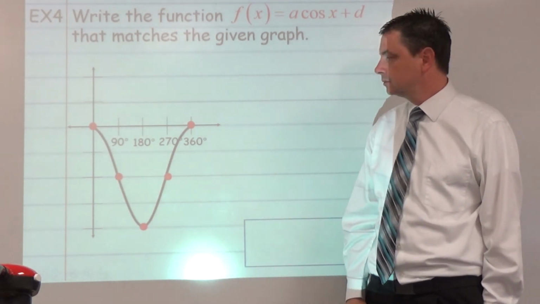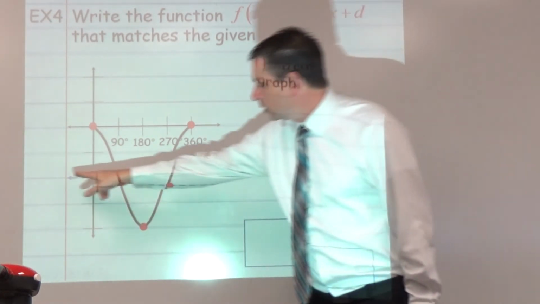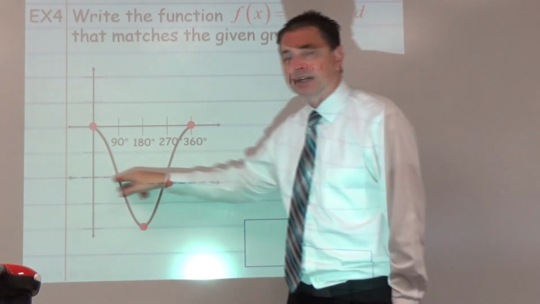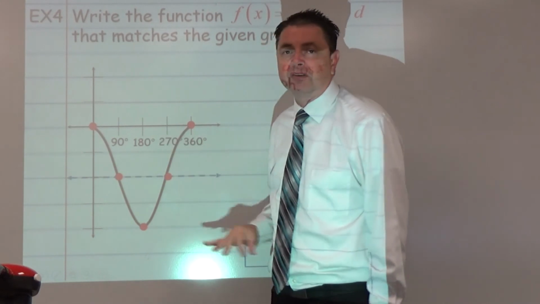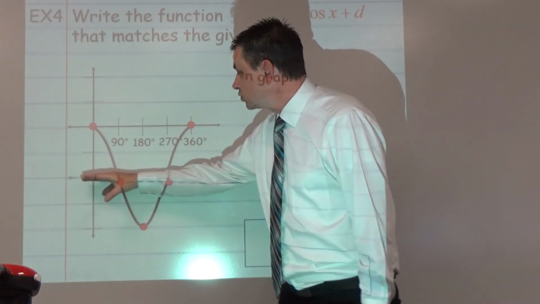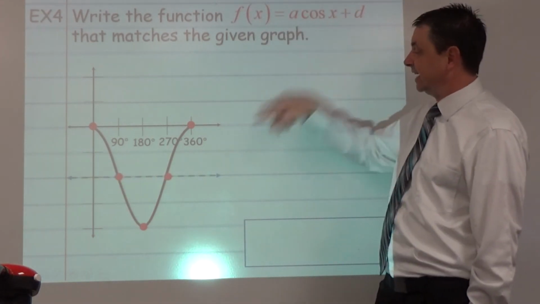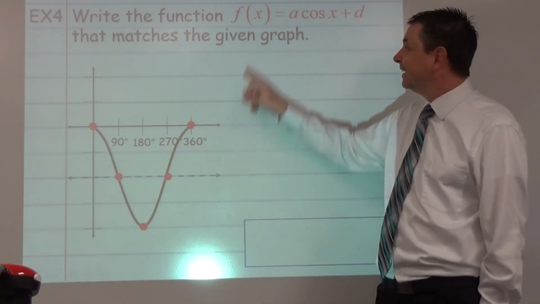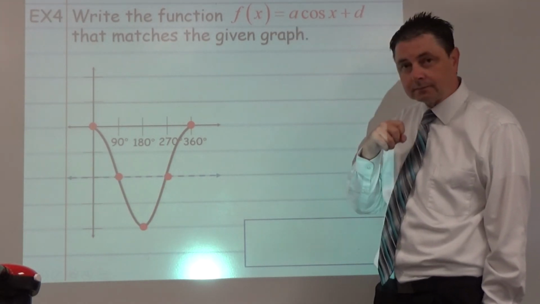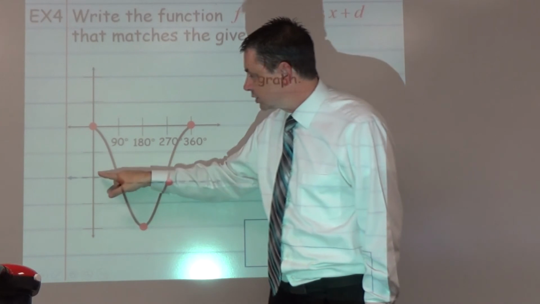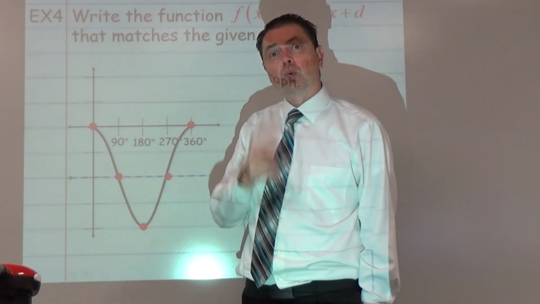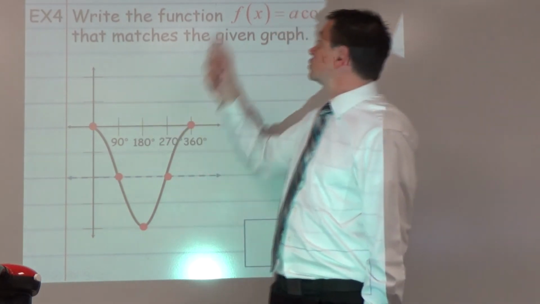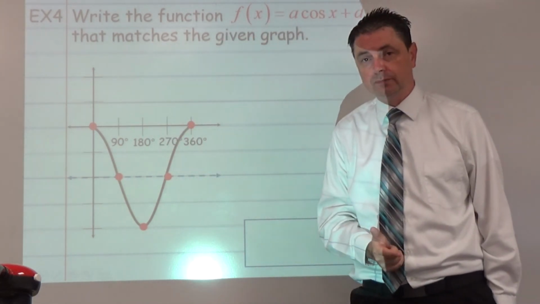What line cuts this graph in half? Let's draw it. Right through here is where it cuts it in half, where we've got half of our graph below, half of our graph above. So that tells us that D is -2. Now, what about A? Well, A is the vertical stretch, and the distance from the midline to the highest point is 2. We just got to figure out if A is 2 or if it's -2.